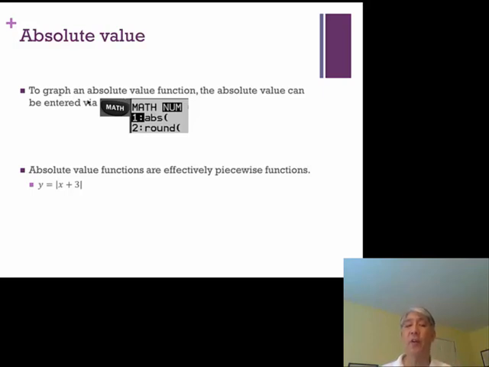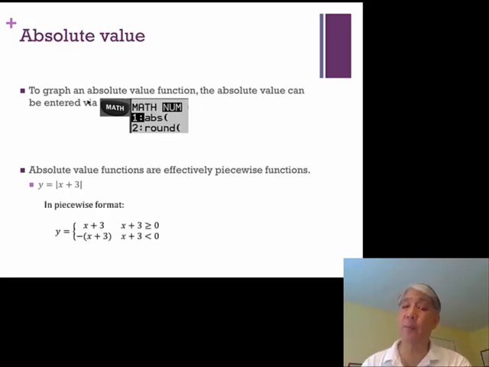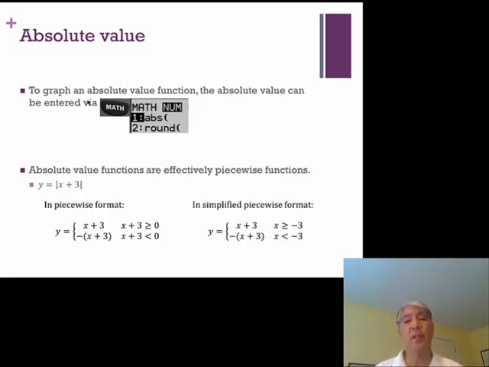If I have the function y equals the absolute value of x plus 3, then y will equal x plus 3 whenever x plus 3 is greater than or equal to 0. If x plus 3 happens to be less than 0, then I have the function minus quantity x plus 3. The minus basically changes the sign. Yes, it's less than 0, but let's just make it positive.